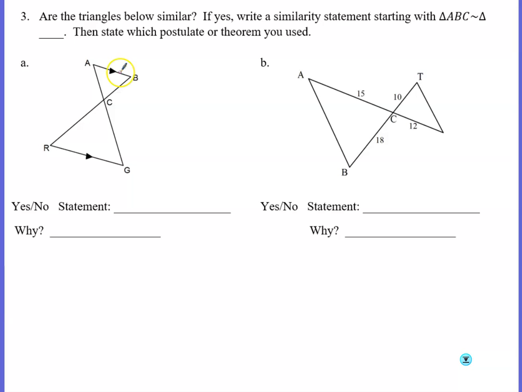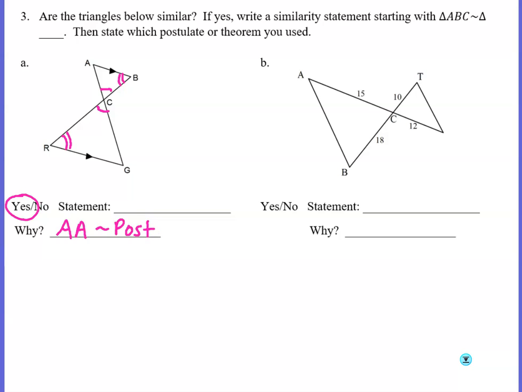Okay, so this one looks familiar. It's that bow tie problem. I know I can immediately put in the vertical angles, and because these outer lines of the bow tie are parallel, I know that my alternate interiors are congruent. So those two are congruent, so are A and G, but again, 2 angles is enough. So yes, they're similar. I'm going to go with the AA similarity postulate.